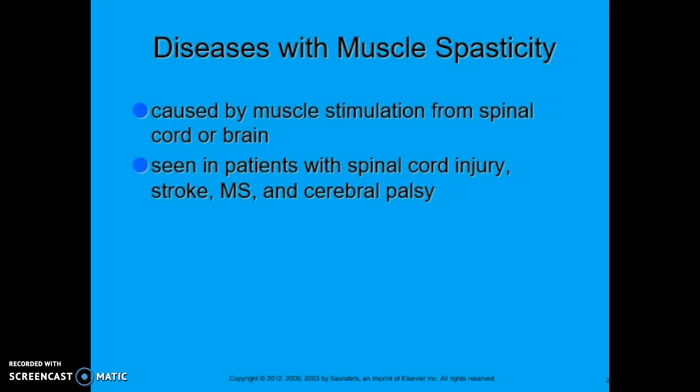Diseases with muscle spasticity are caused by muscle stimulation from the spinal cord or brain, and they're seen in patients with spinal cord injury, stroke, MS, or cerebral palsy. Common treatments for the spasticity include centrally acting and direct acting muscle relaxants combined with physical therapy.